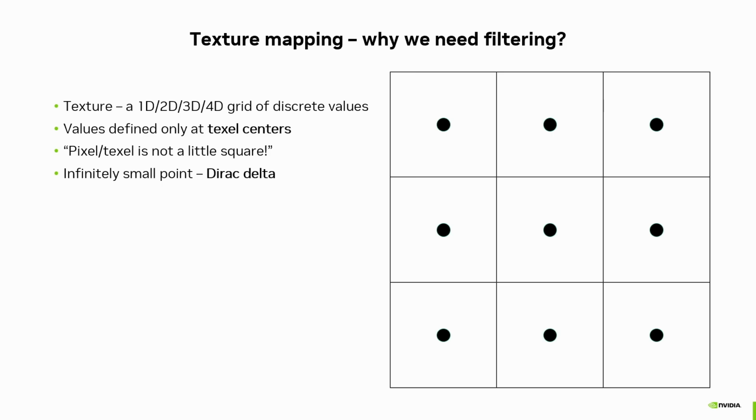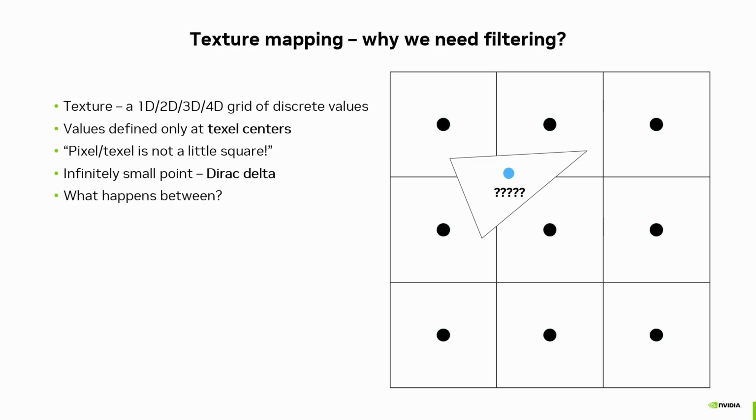A texture is a grid of discrete values. However, those values are defined only at texel centers, because let's remember, a pixel is not a little square and a texel is neither a little square. Instead, there are those infinitely small points, mathematically known as Dirac deltas.